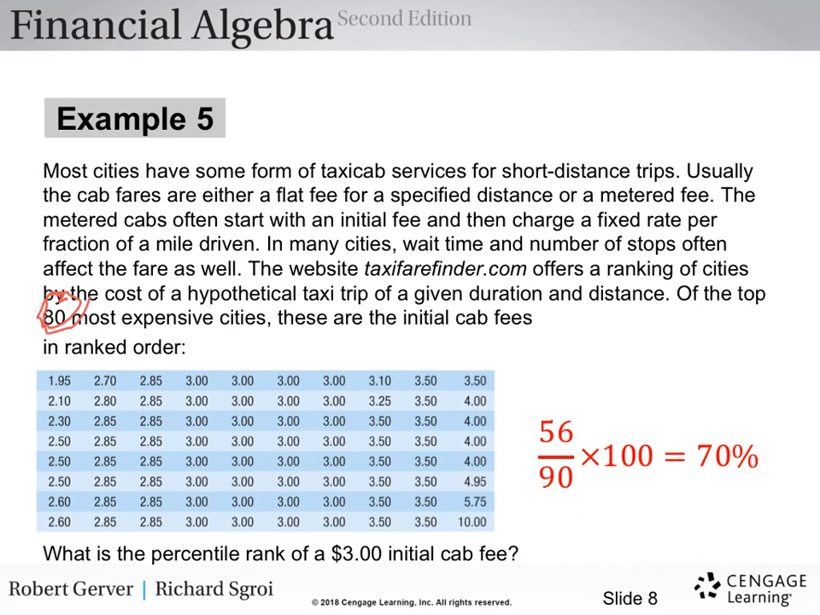If we look at these ranked in order, and we add up all the ones that are $3 or less, so basically we're talking all of these, all right? If we add all these up, we get 56, and I've got a typo here. This should not be 90, this is 80. Okay, so that should be 80. All right, so just ignore that.